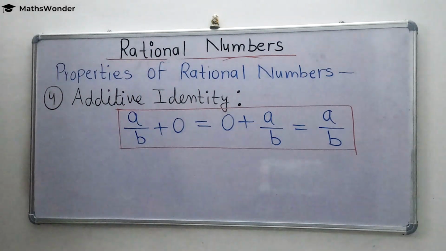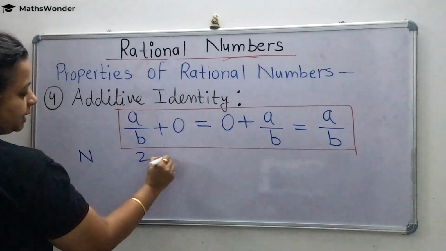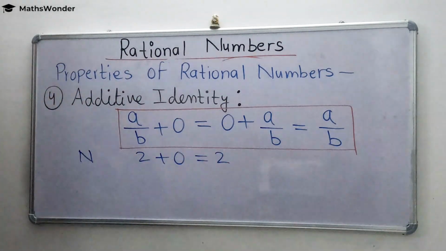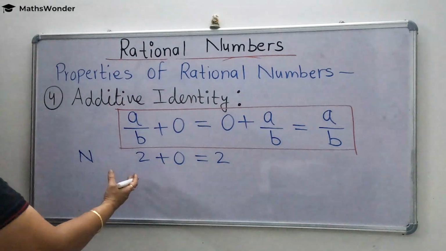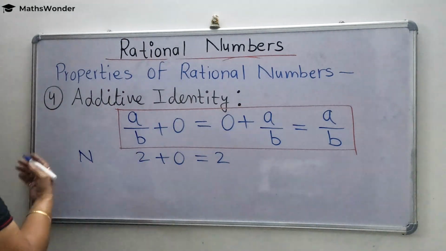In algebra you will see these types of numbers, so you should know this, and it is very important to understand. When 0 is added to any rational number, the sum is the rational number itself. For example, you can start with the natural number. Natural number 2 plus 0 will give you 2, the same number itself. Any natural number, if added with 0, you will get the same natural number.